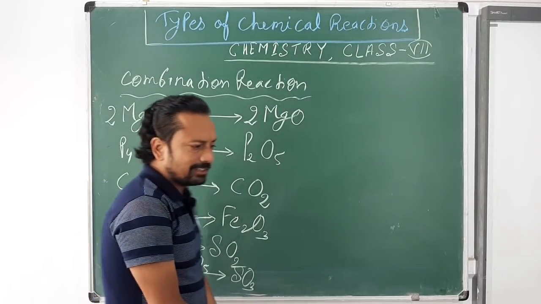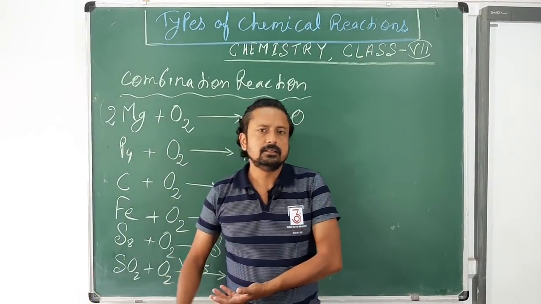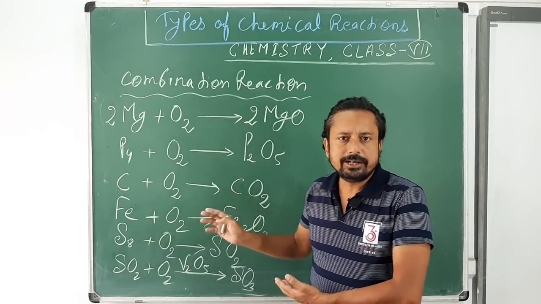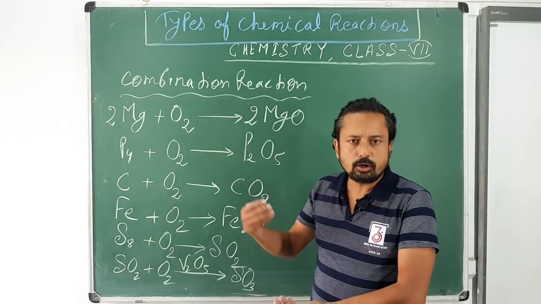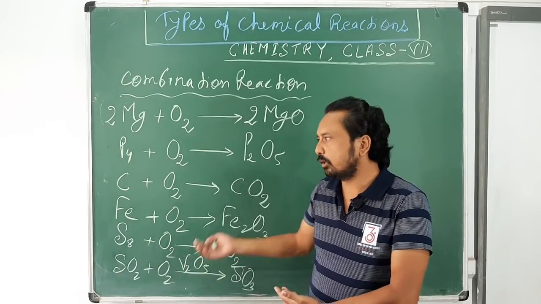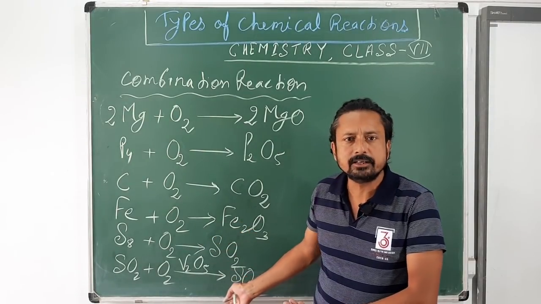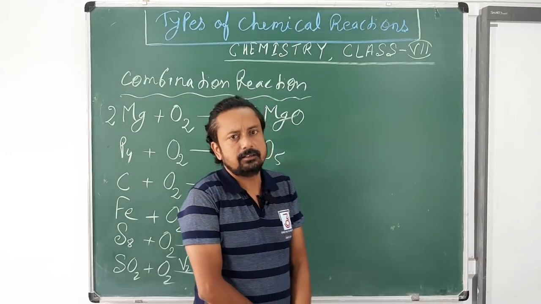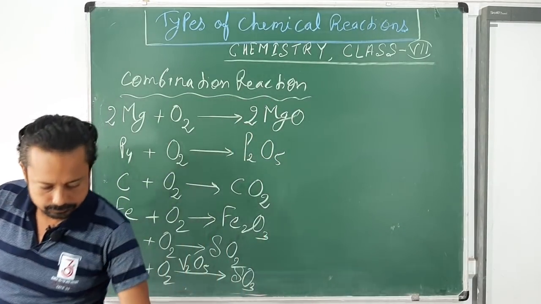So in short we can say that in a combination reaction, a single product is formed from two or more than two reactants. If you use two or more than two reactants and one new single product is formed, then such types of reactions are combination reactions.